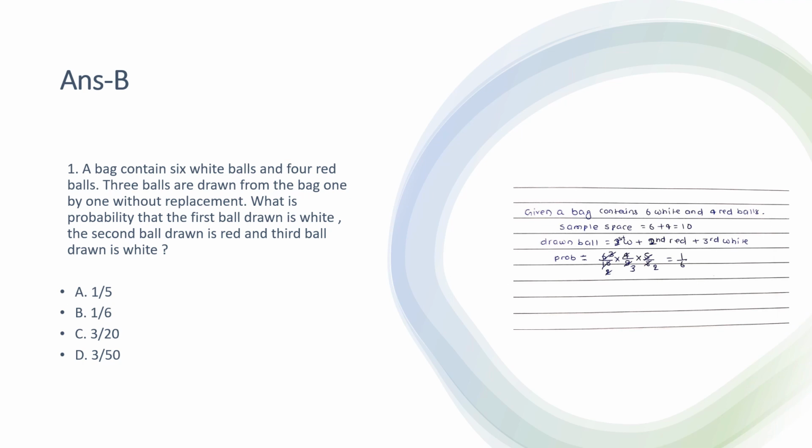The probability of drawing a white ball, 6 out of 10, is 6 by 10. Since we are not replacing it, the 10 becomes 9. Now the remaining balls in the bag are 9, and drawing a red ball from that, the probability is 4 by 9. Now we have 8 remaining balls, and it is asking to draw one white ball, so the probability will be 5 by 8. When we multiply 6 by 10 into 4 by 9 into 5 by 8, it would be 1 by 6. So the answer is B here.